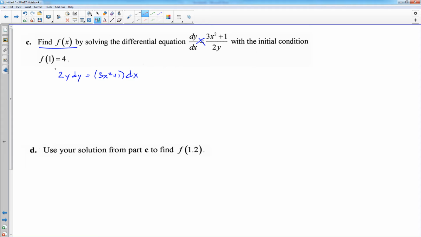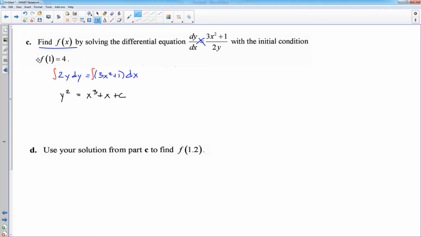So now that I've separated, we now will integrate. Left side is just going to be y squared. Right side would be x cubed plus x, and don't forget the plus c. And that was 3 more points right there. You get 1 point for separating, 1 point for solving the y side, 1 point for integrating the x side, and another point for the plus c.